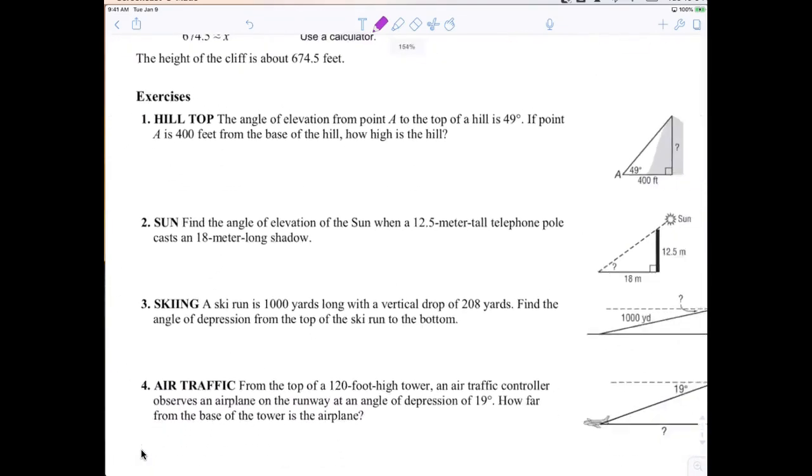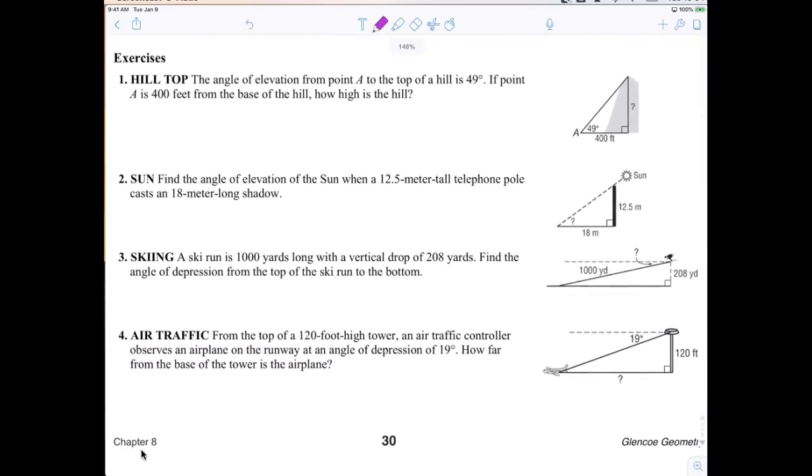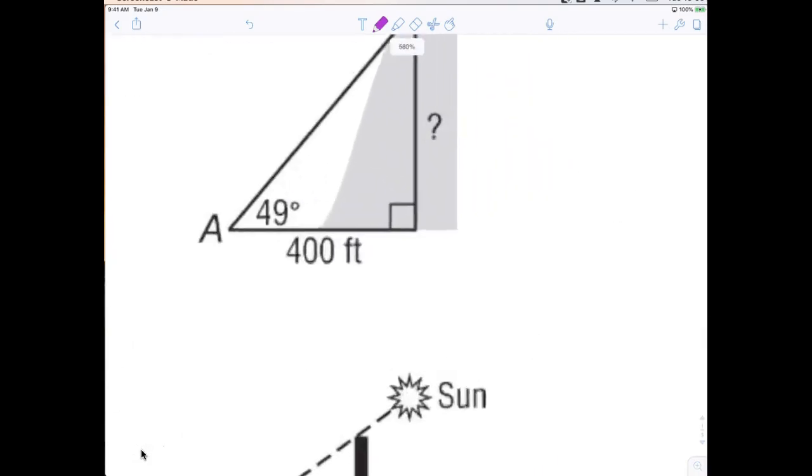Number one. It says, the angle of elevation from point A to the top of the hill is 49 degrees. If point A is 400 feet from the base of the hill, how tall is the hill? So here's what we're looking at right here.